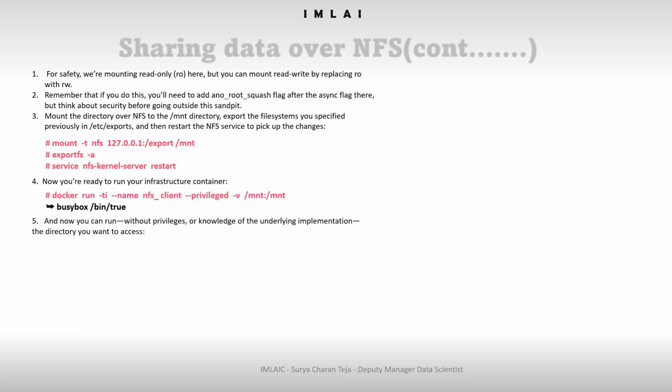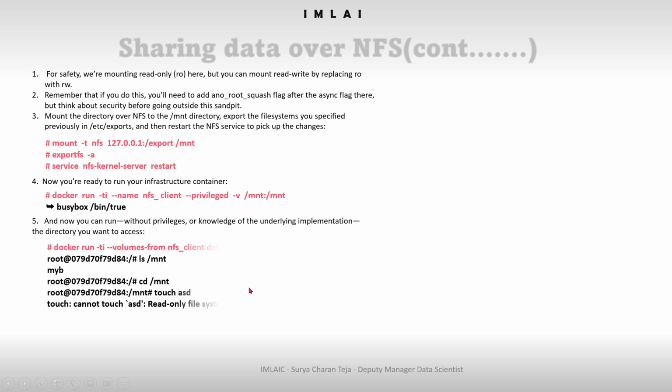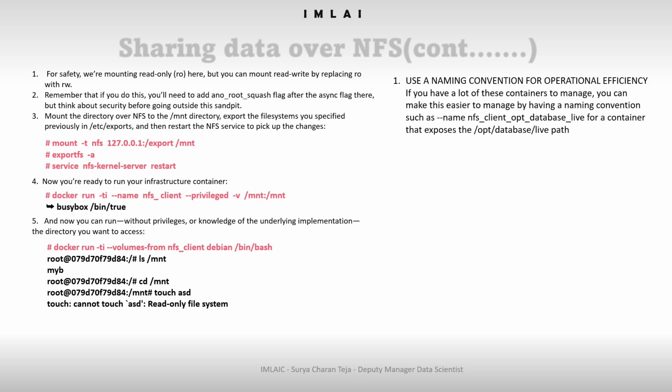Then once that is done, you're ready to run your infrastructure container. Then another infrastructure container will be spun. For that you have to say docker run with option -t again, and -i for interactive, and --name, you are giving the name to the container. Then your container will be spinning. Then after that you can use a naming convention for operational efficiency and all those things.